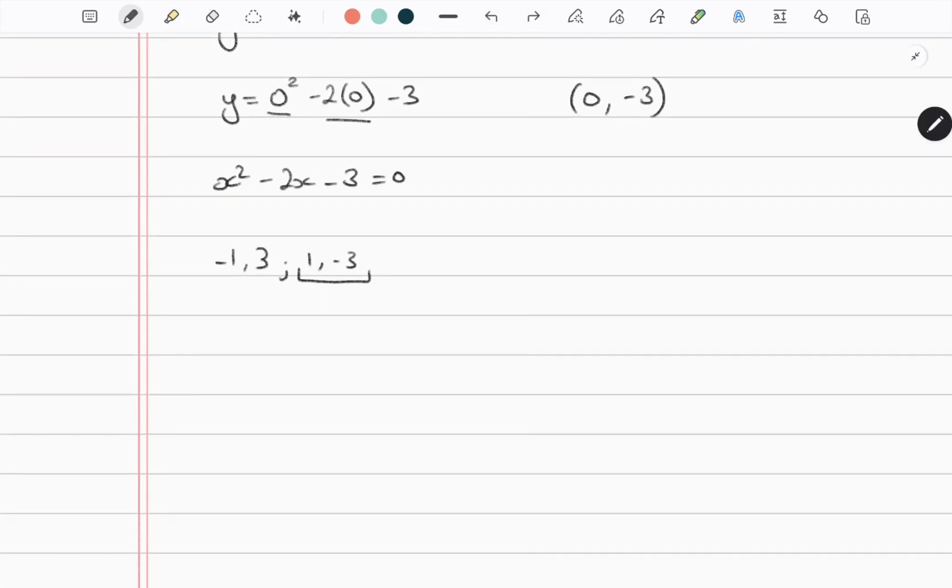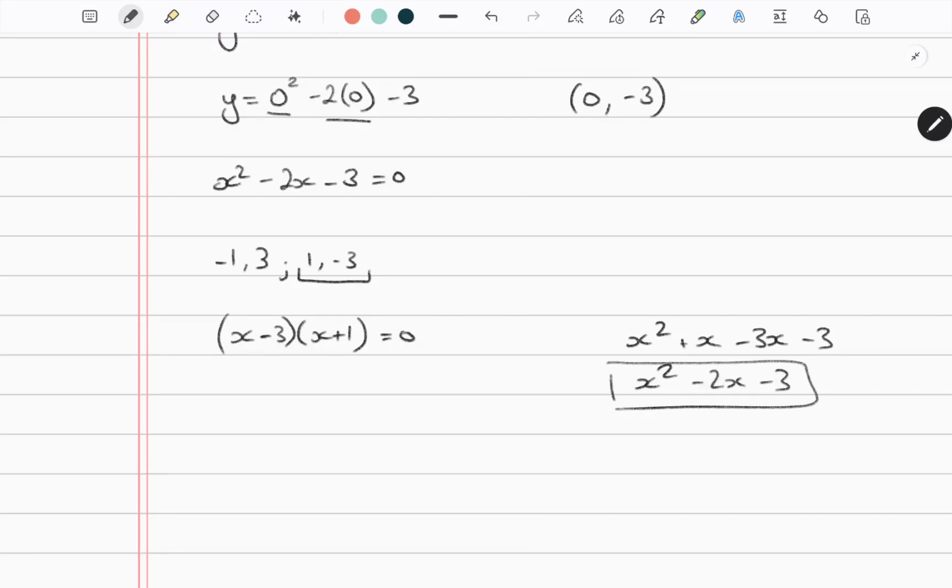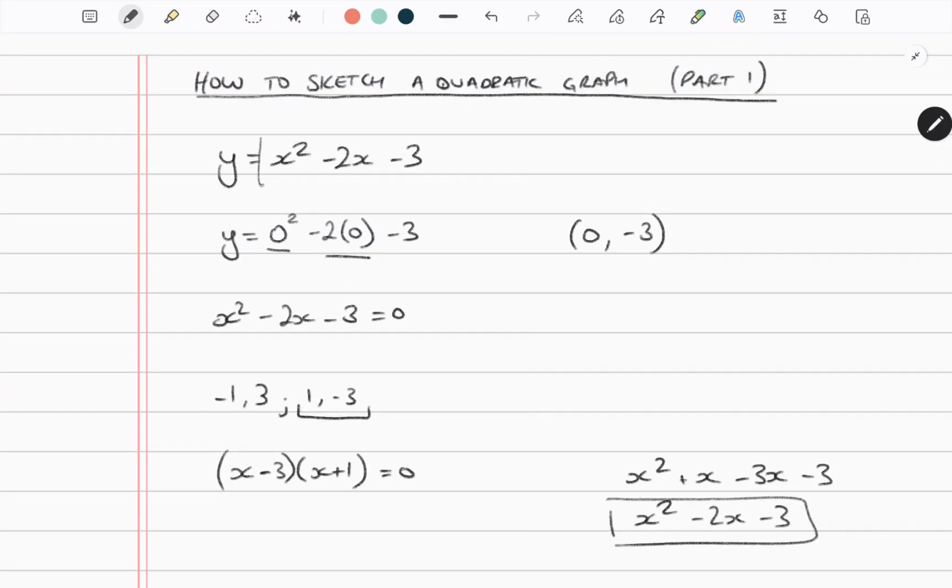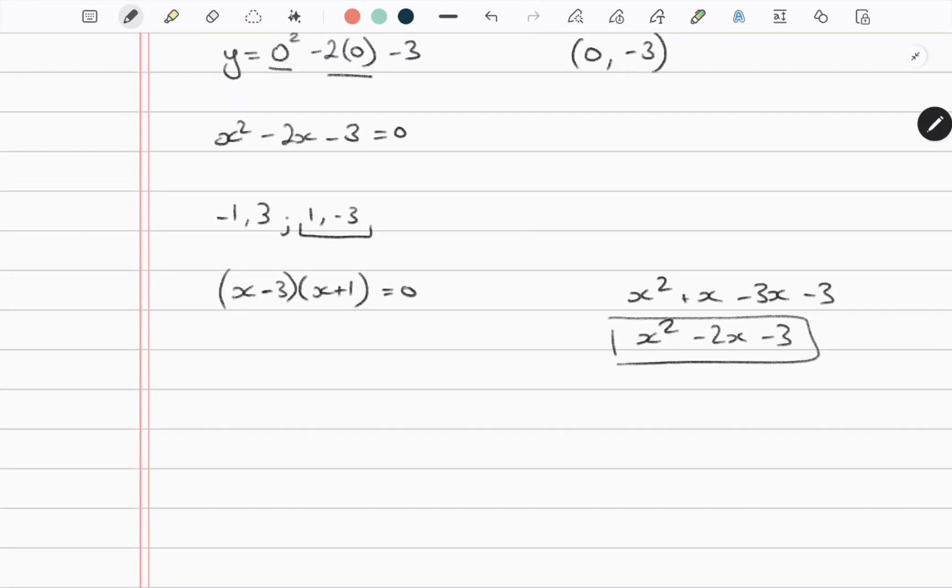Okay, so let's draw this out then. It'd be x minus 3, x plus 1 would be equal to 0. Let's test this. If we were to expand this out, we would have x squared plus x minus 3x minus 3. Let's tidy this up a little bit: x squared minus 2x minus 3. So that is what we started with here. So we're happy that these brackets are 1 and minus 3.